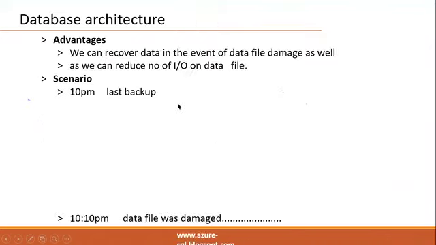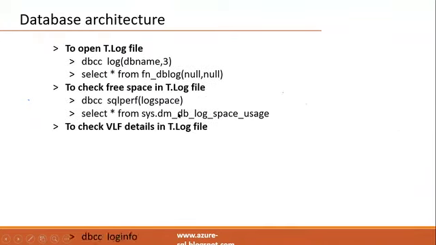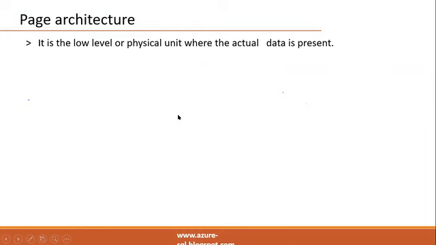We'll go to pages. The log file we have seen. A page is a low-level unit or physical unit where the actual data is present in a SQL Server database, where the actual records are there. Just remember, don't confuse anything: a page is nothing but an 8 KB memory area. Clear, right?